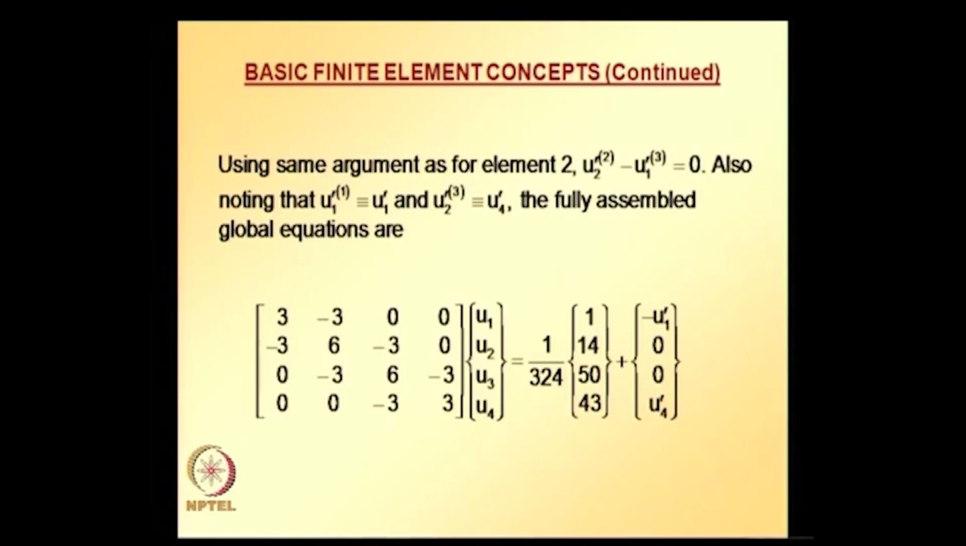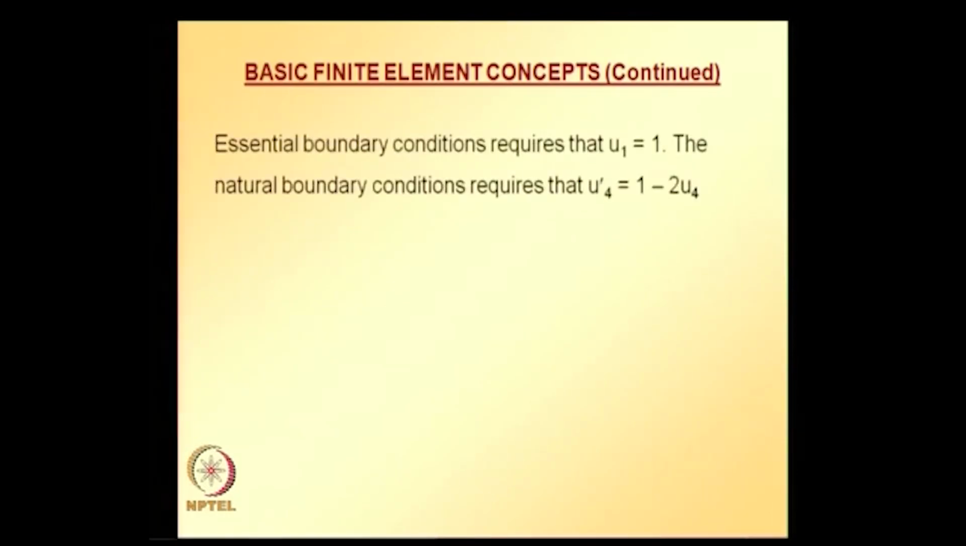And now we need to apply the natural boundary condition. u prime evaluated at x is equal to 1 is given for this problem. x is equal to 1 corresponds to node 4. So u prime evaluated at x is equal to 1 is given as 1 minus 2 times u evaluated at x is equal to 1, and that needs to be substituted in place of u4 prime. So that is what is done here.